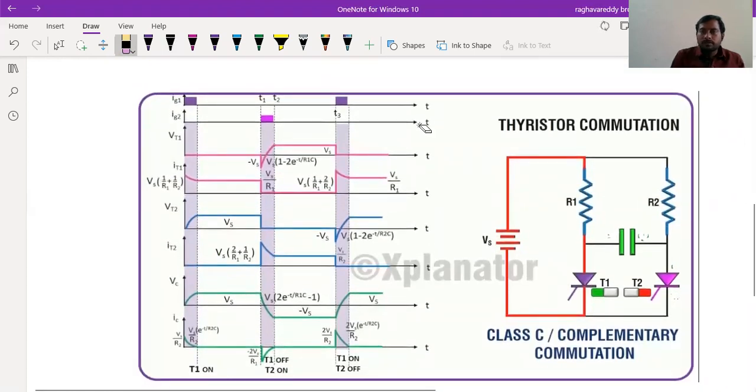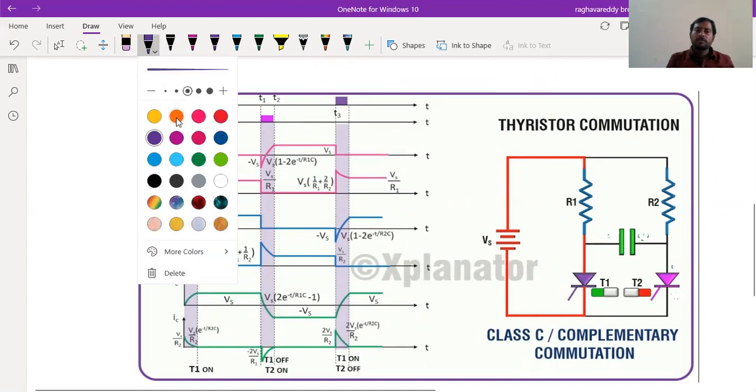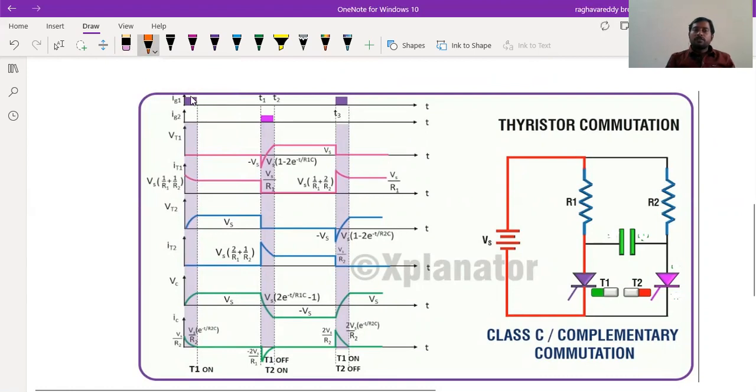These are the waveforms of the circuit for class C commutation or complementary commutation. Let us look at how it takes place. If this is the supply voltage, this is R1 and this is R2, this is capacitor C, and if thyristor T1 is turned on, what will happen? Look at this one: the gate pulse is given at this position, first diagram, Ig1. Ig2 is the gate current to thyristor T2. Vt1 is the voltage across the thyristor. It1 is the current through the thyristor. And this is Vs.